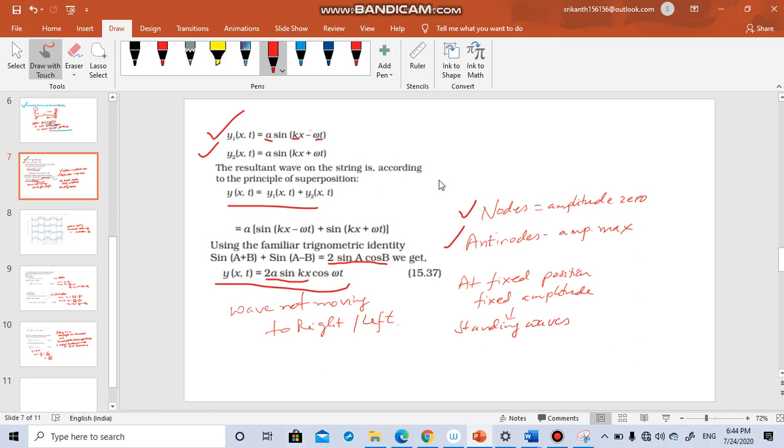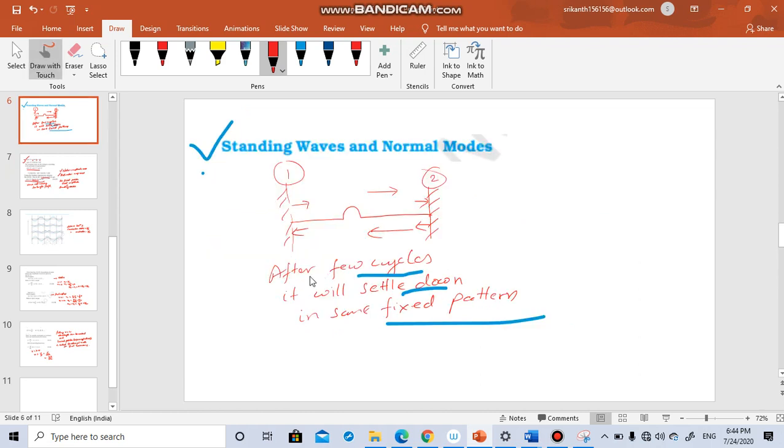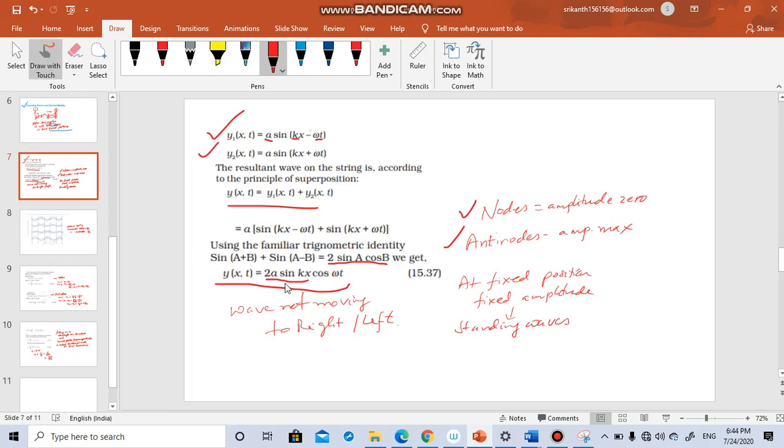That means if you have taken this particular location, here the value of x will be something, here the value of x will be something. So here you are getting some amplitude, here some amplitude. But that value is fixed, that value is not changing, because 2a is a constant, and for a particular value of x you are getting a particular amplitude, and that wave is neither moving to the left nor to the right.